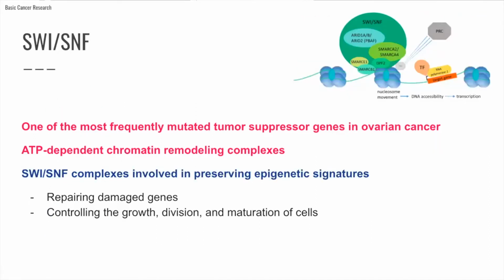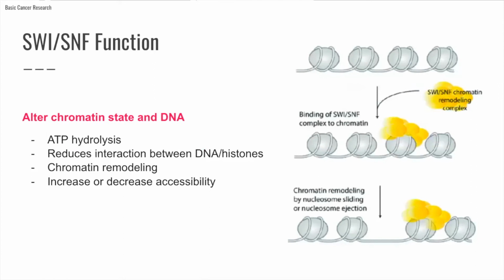One of the most frequently mutated tumor suppressor genes in ovarian cancer is the SWI/SNF complex. This complex is involved in preserving the epigenetic signatures that aid in repairing damaged genes. Along with that, it also maintains the growth control, division, and maturation of cells. The actual function of the complex is to regulate gene activity by a process known as chromatin remodeling through ATP hydrolysis. This allows them to mobilize nucleosomes, which alters DNA accessibility and regulates transcription.